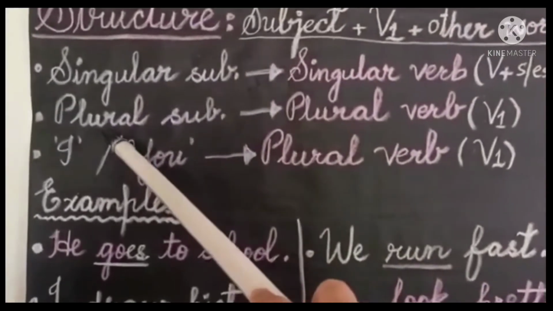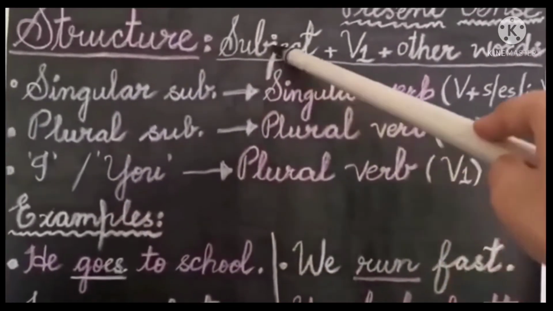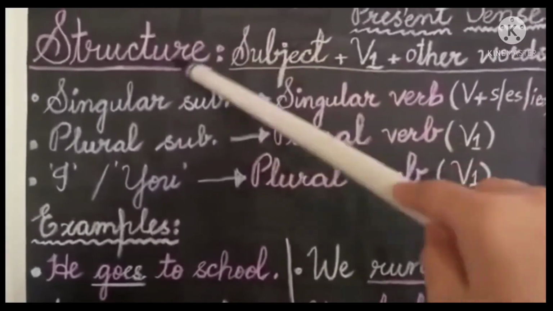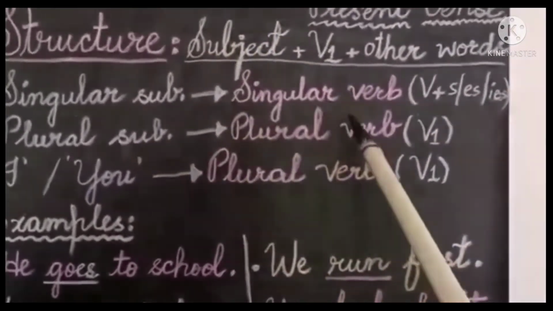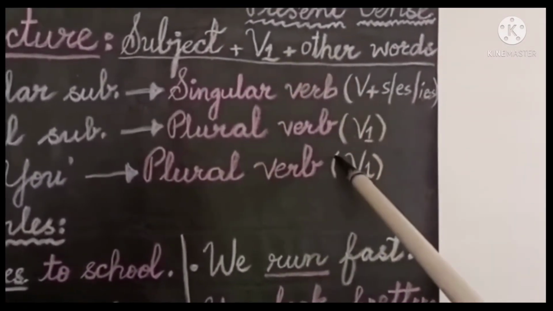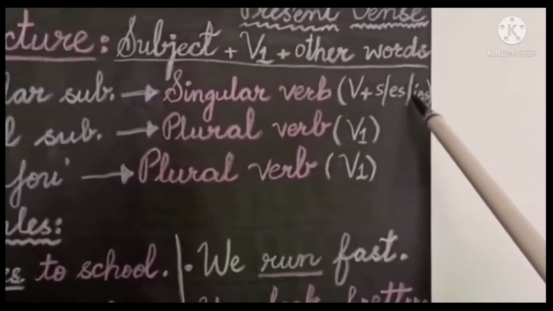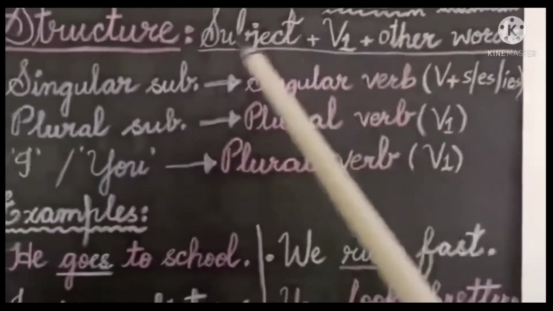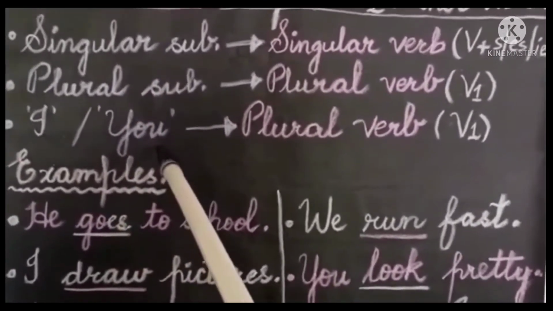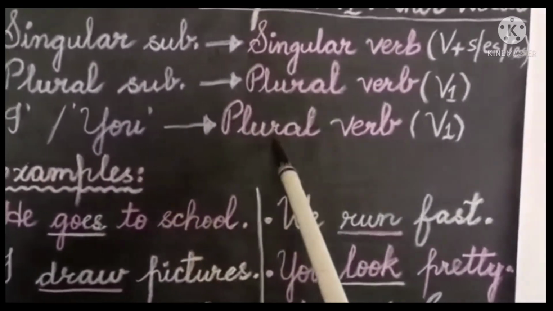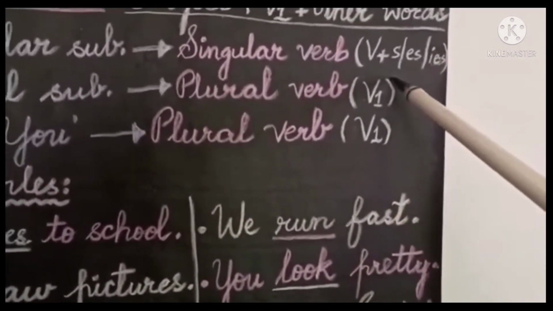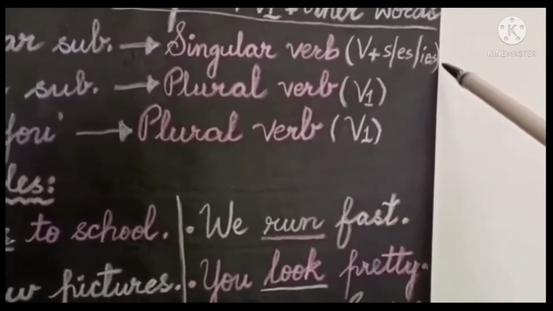Now next rule is plural subject. If the subject about whom you are talking or who is doing the action is plural, more than one, at that time you will use a plural verb. Plural verb is simply the first form of the verb, and we don't add any s, es or ies to this verb. And likewise, the third rule is if your subject is I or if it is you, in both the cases you use the plural verb. That is the first form of the verb without the addition of s, es or ies at the end.